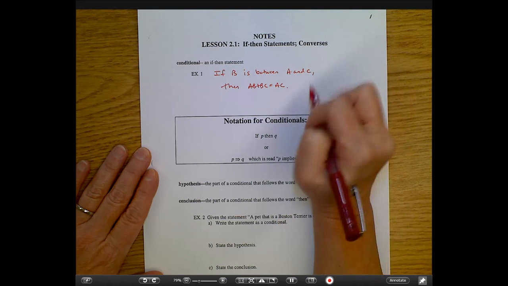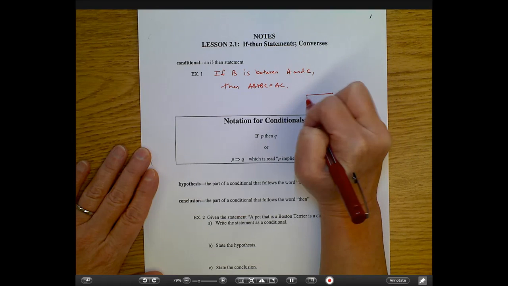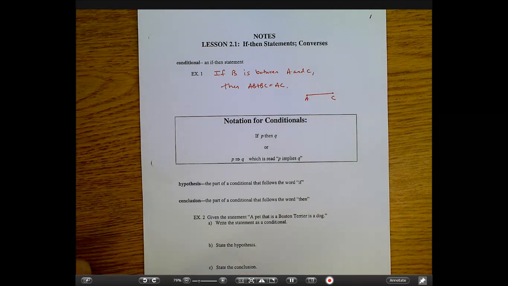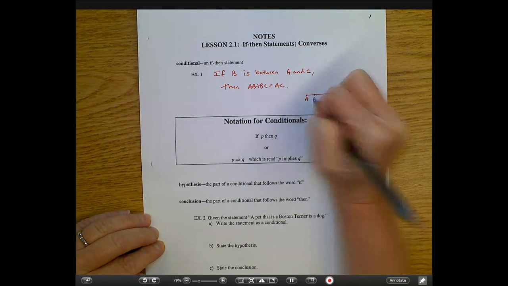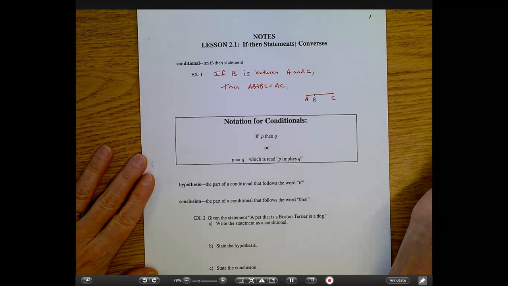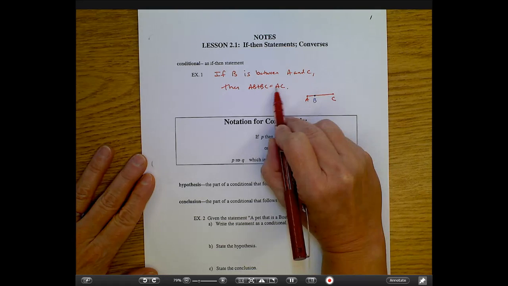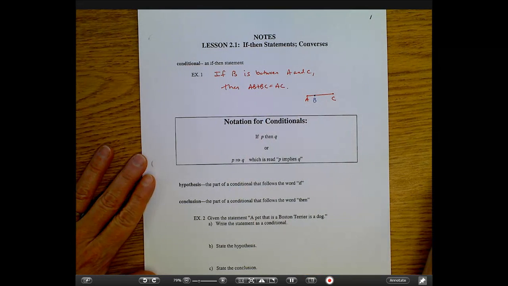And here's a diagram for that. We've got points A and C, and B is somewhere between them. It did not say it's a midpoint, so just keep that in mind. The word between does not mean in the middle. This is your segment addition postulate, by the way, that you had learned previously. So the distance from A to B plus B to C will equal A to C. That's an example of how you write a statement as a conditional.